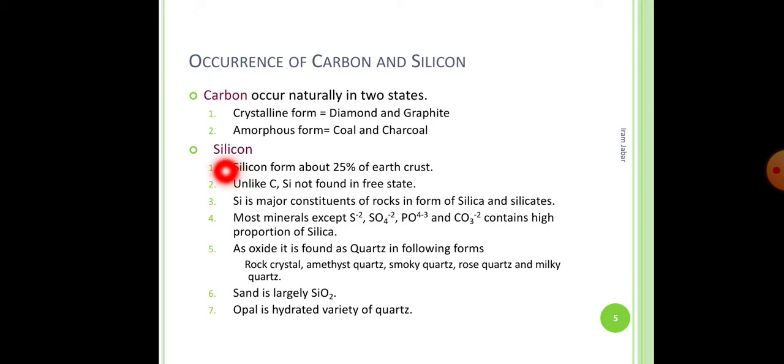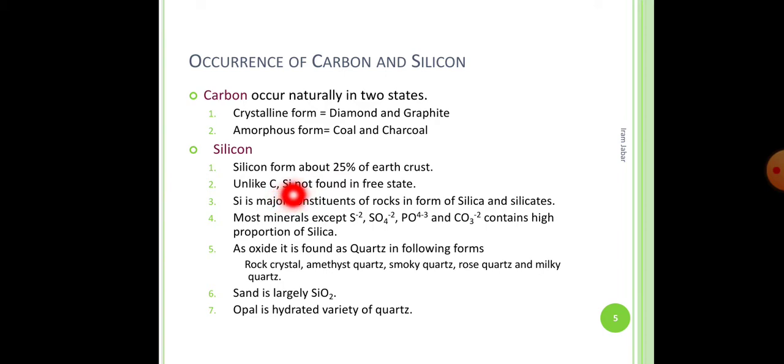In the same way, silicon forms 25% of earth crust because silicon exists as silicon dioxide, which is commonly known as sand.